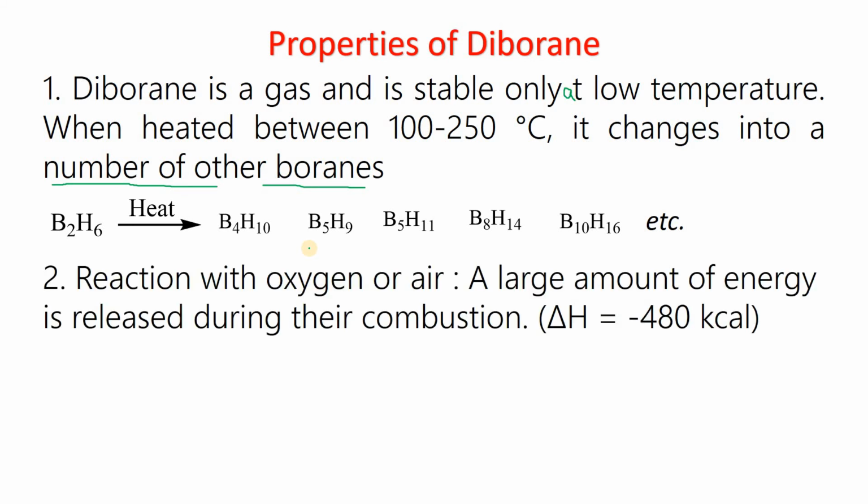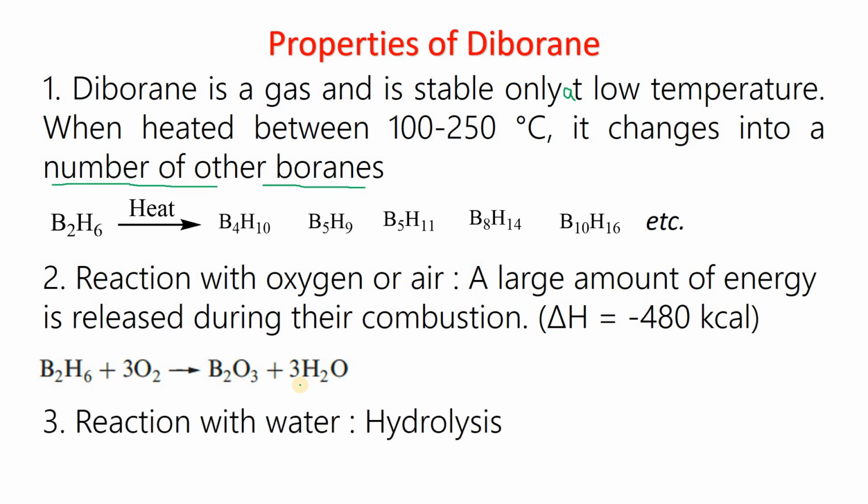The second property, reaction with oxygen or air. A large amount of energy is released during their combustion. The delta H enthalpy change is minus 480 kilocalorie. Minus sign indicates the energy is released. When B2H6 reacts with oxygen, it forms boron trioxide plus water.